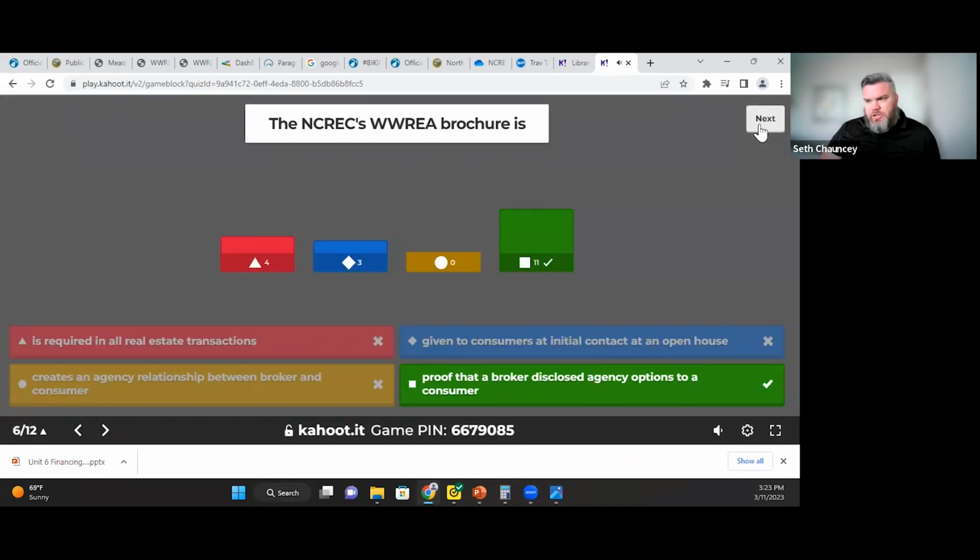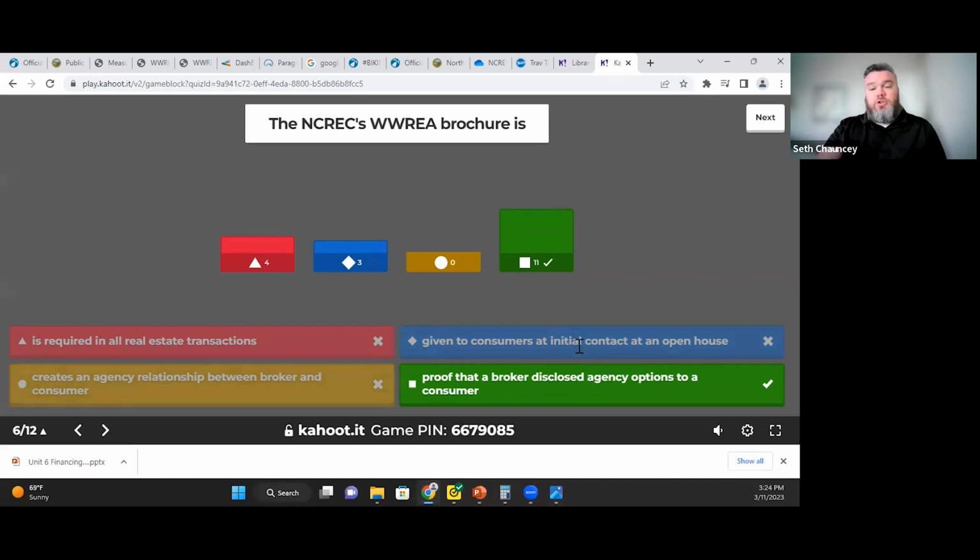So the working with real estate agents disclosure is proof that a broker disclosed agency options to the consumer and told them how it works. Folks, red is not correct, because it is not required in all real estate transactions. It is only required in sales transactions. If you're helping a tenant rent, or helping a property owner as a property manager, you do not have to give anybody the disclosure. It is in sales transactions only.